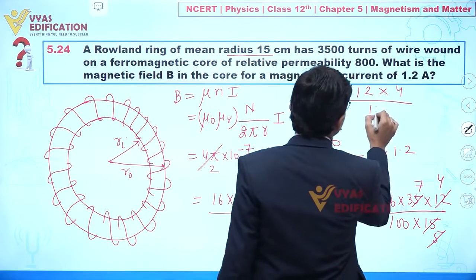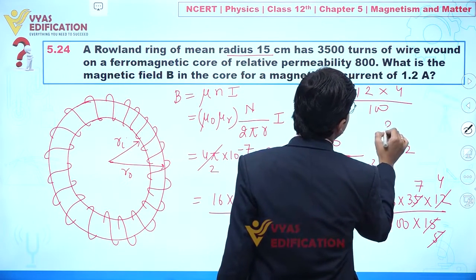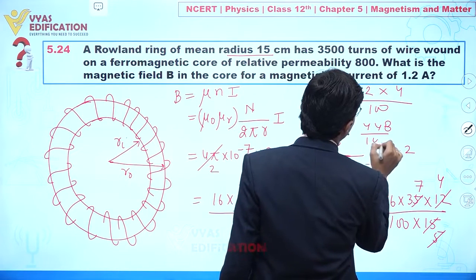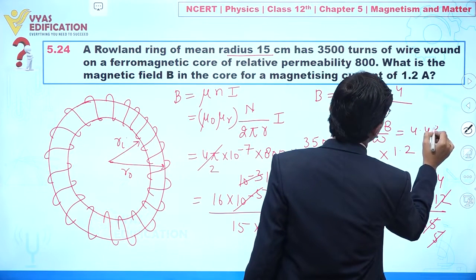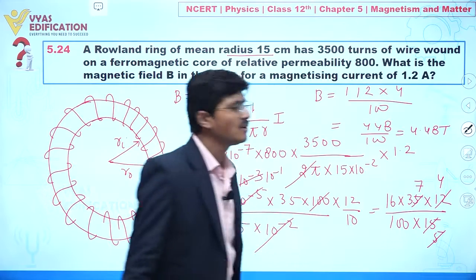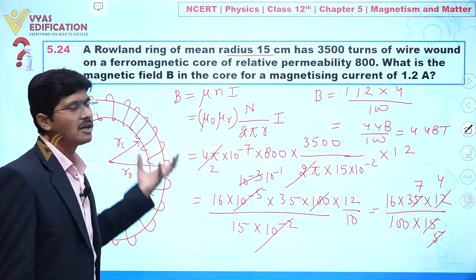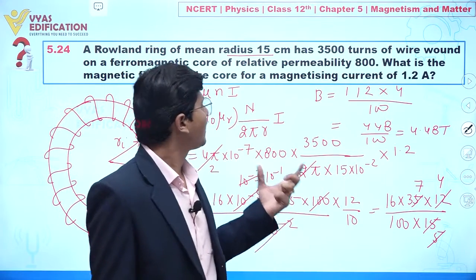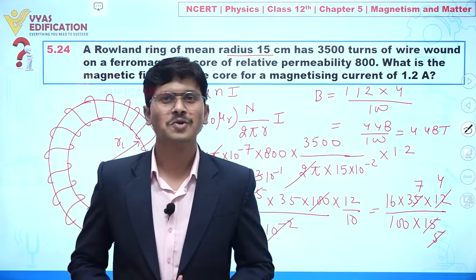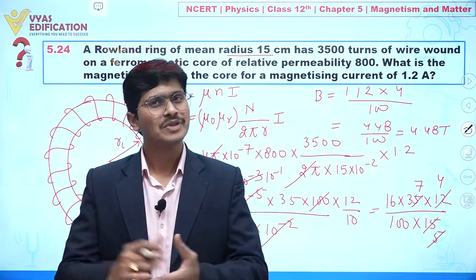Clear? So the value of B is given by 844 divided by 100, and this is equal to 4.48 Tesla. Clear? So from here you can say this is the value of the magnetic field in the core for a magnetizing current of 1.2 ampere. Clear? So this is all about this question.